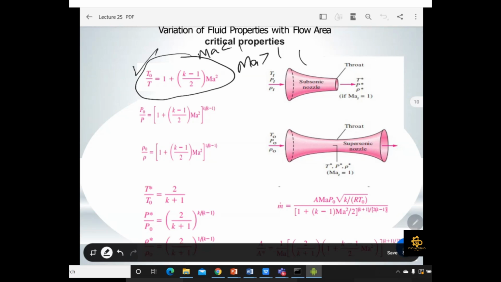So that's why this is an important point, because when the Mach number is greater than 1, your compressibility effects are significant. So we have to take them along in the equations as well, so that your answer will be accurate.